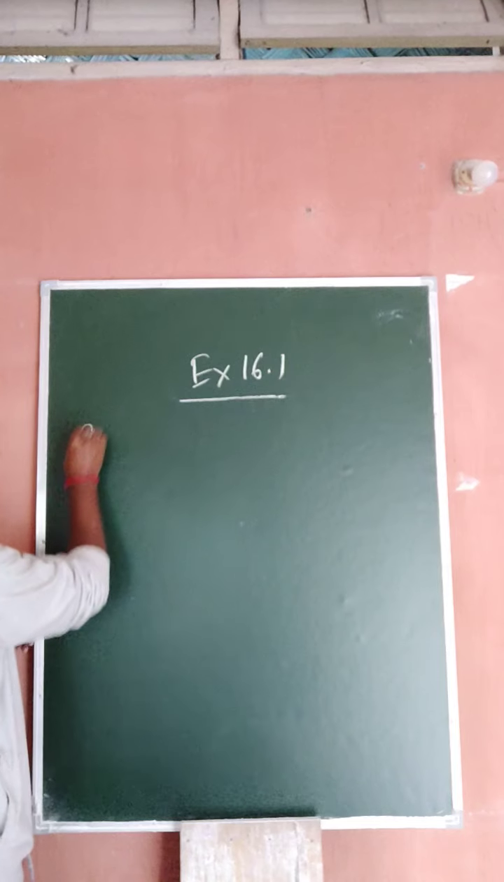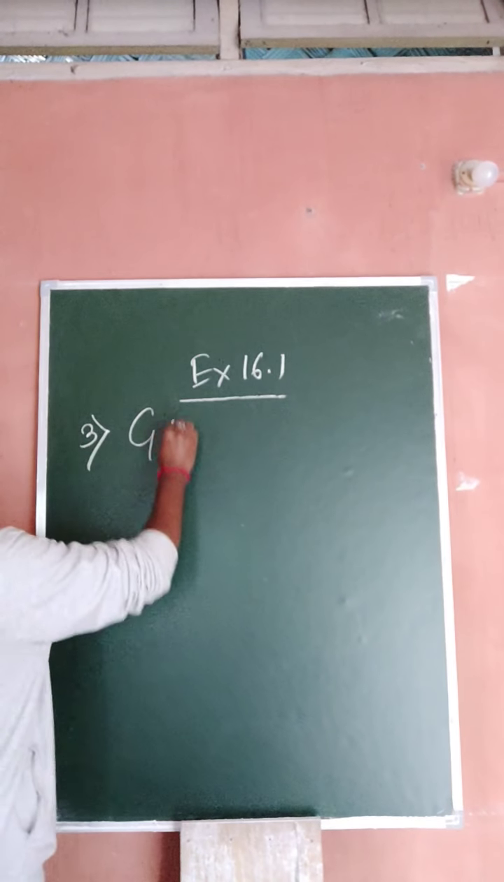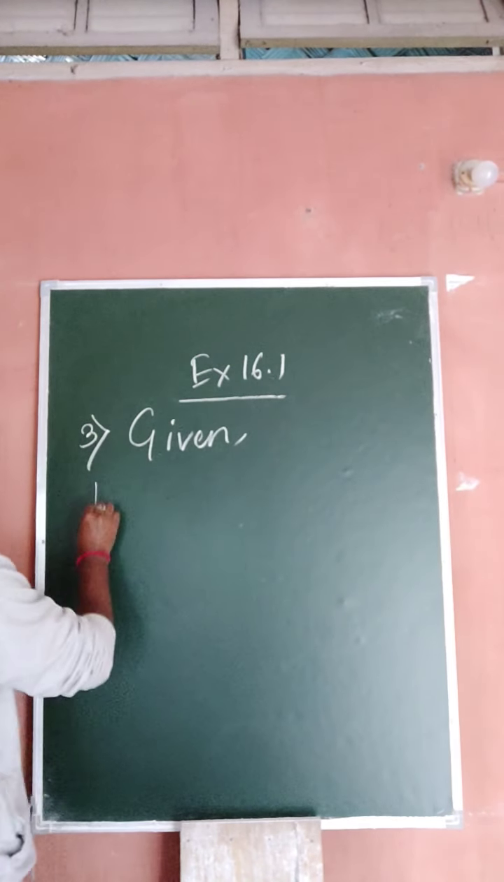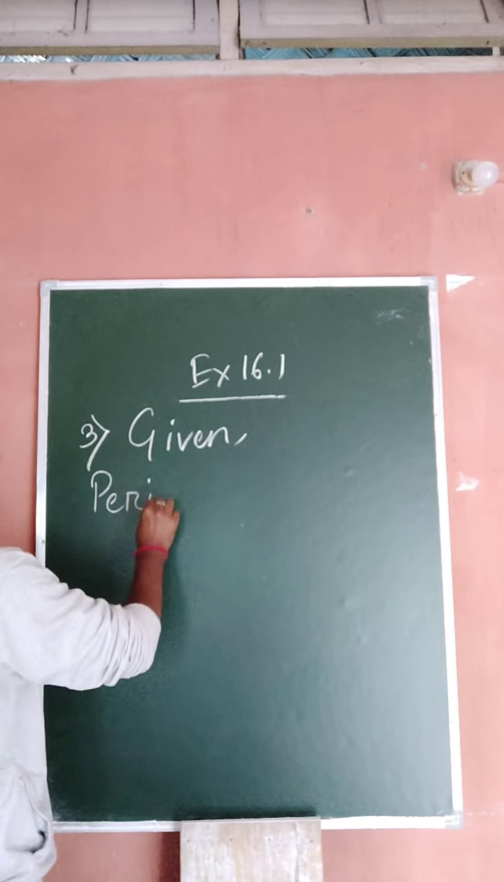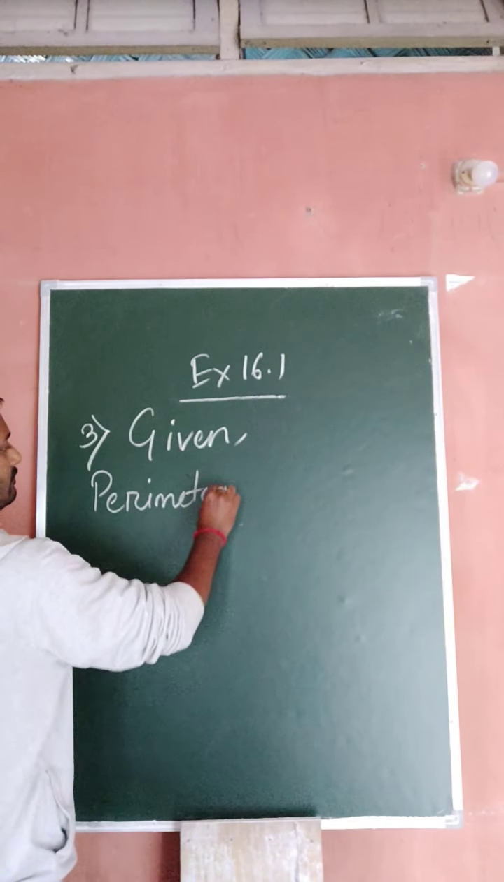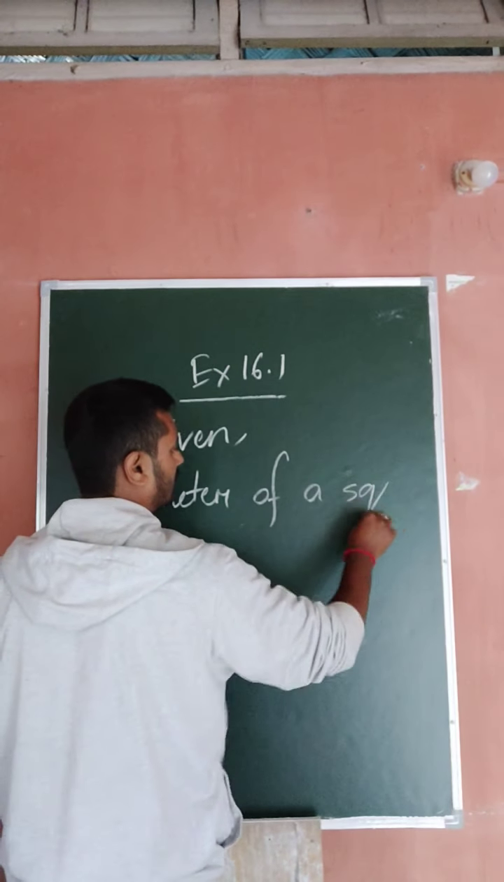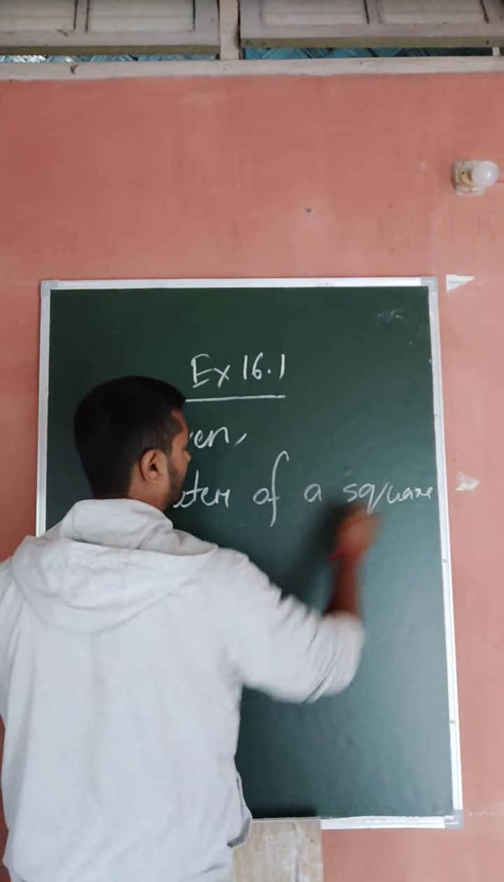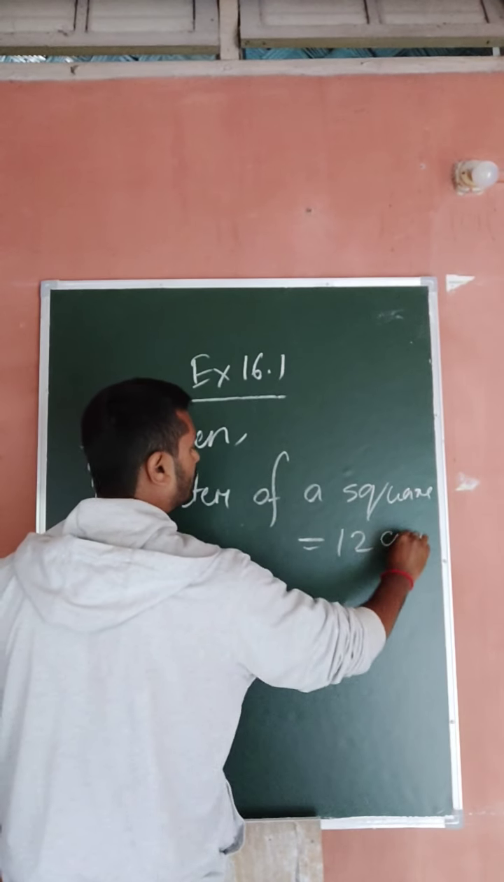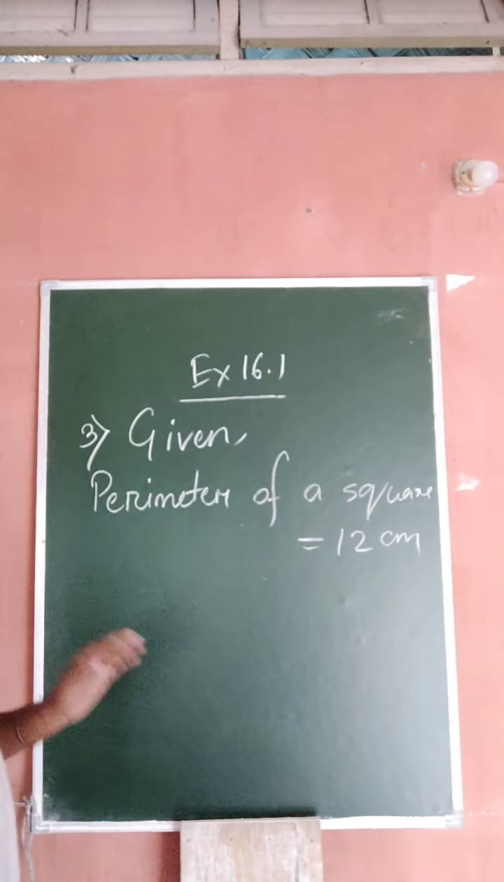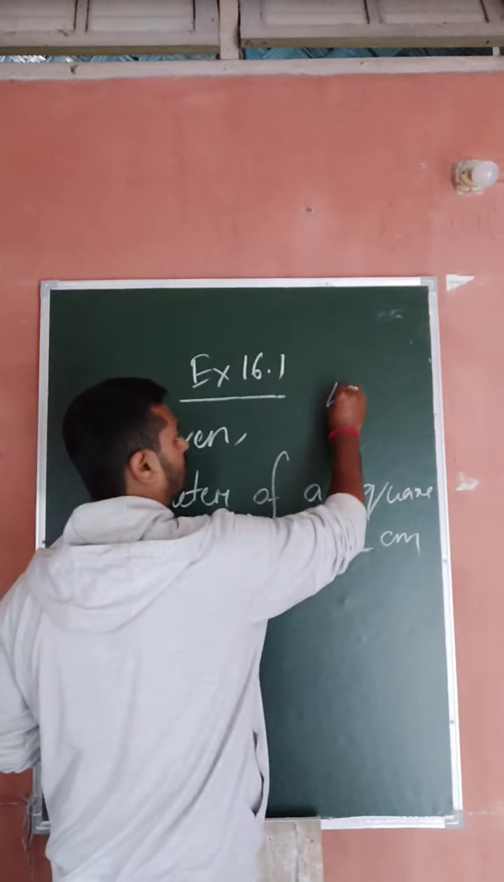So question number 3. Given: perimeter of a square is equal to 12 cm. All of you know about the perimeter of a square. Perimeter of a square formula is what? 4 into side.